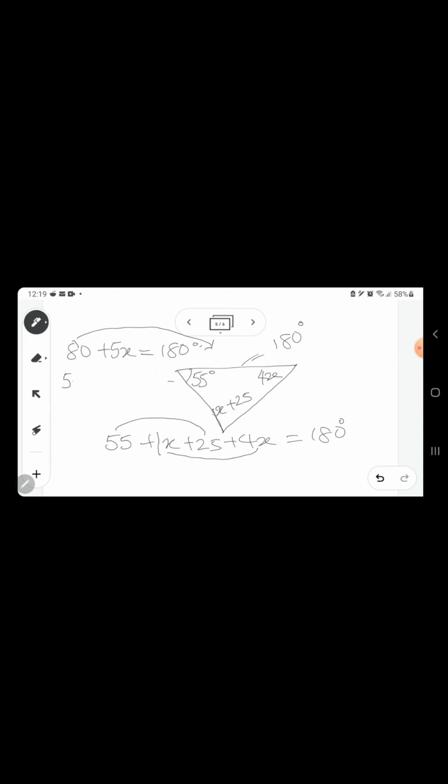So I'm going to say 5x equals 180 degrees, because that comes there, minus 80 degrees. So then I'm left with 5x equals 180 minus 80, which is 100. Now, in one of my videos, I've actually treated any question that looks like this. So let's take it to the next page. 5x equals 100.